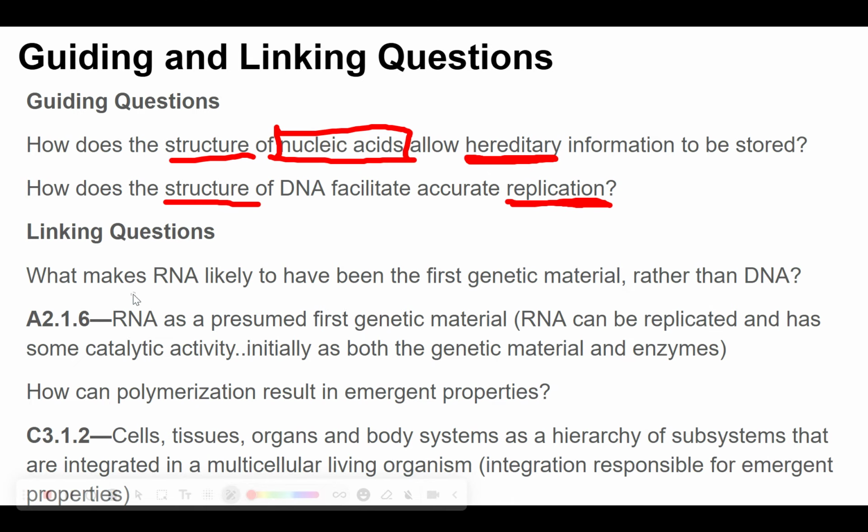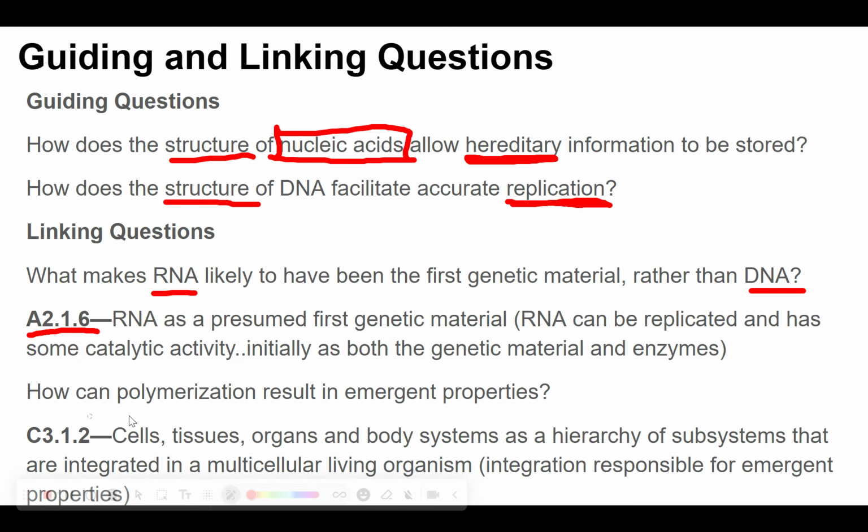Linking questions: we will learn in this content about the structure of both RNA and DNA. So one linking question is, what makes RNA likely to have been the first genetic material rather than DNA? To be fair, A2.1 is only advanced higher level content, but it does talk about the origin of cells and RNA as the presumed first genetic material.